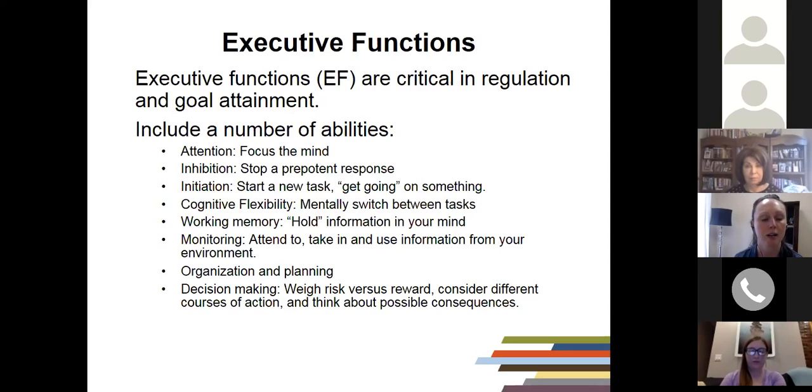Our ability to organize and plan. So if I'm a kid that's coming home at the end of the day and I have 5 homework assignments, how am I going to organize my time so that I can get all of those things done? What am I going to do first, second, and third?